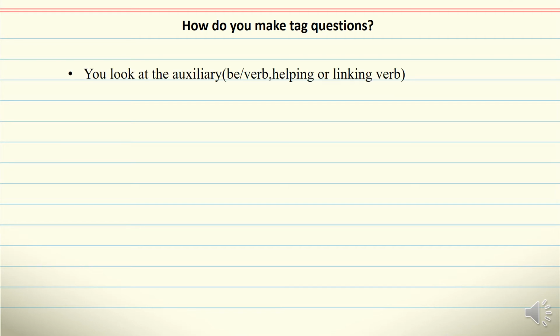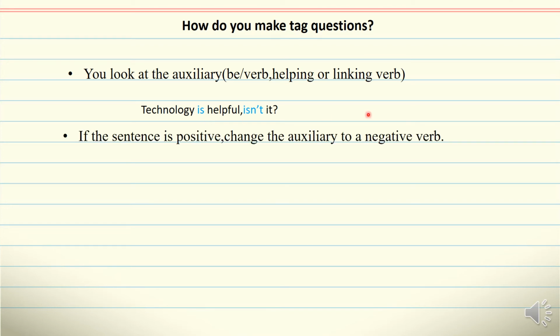First, you look at the auxiliary, be, verb, helping or linking verb. Technology is helpful. So we take the auxiliary is, isn't it? Here is not an auxiliary, it's the verb to be, okay? If the sentence is positive, change the auxiliary to a negative verb.